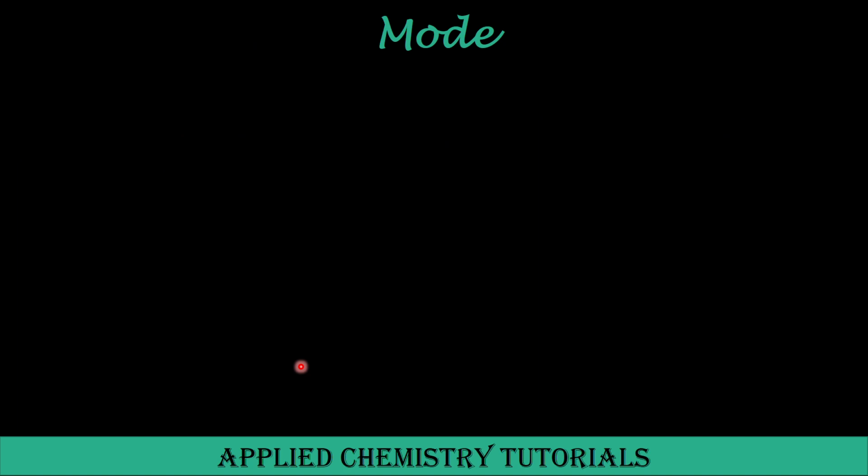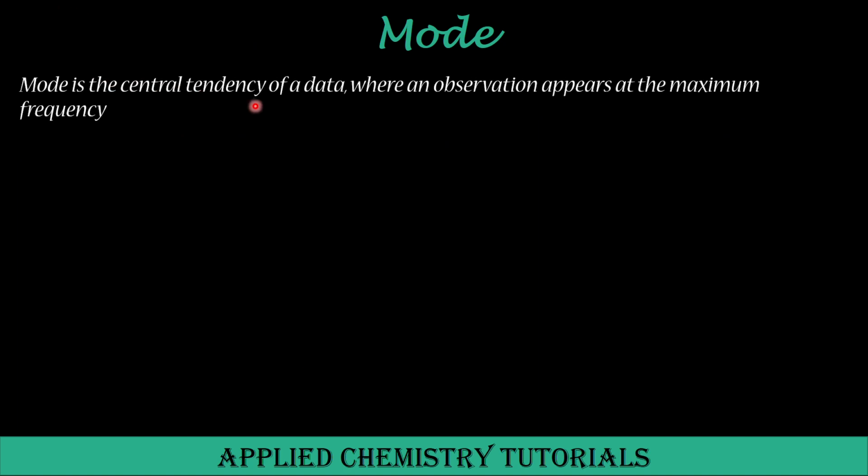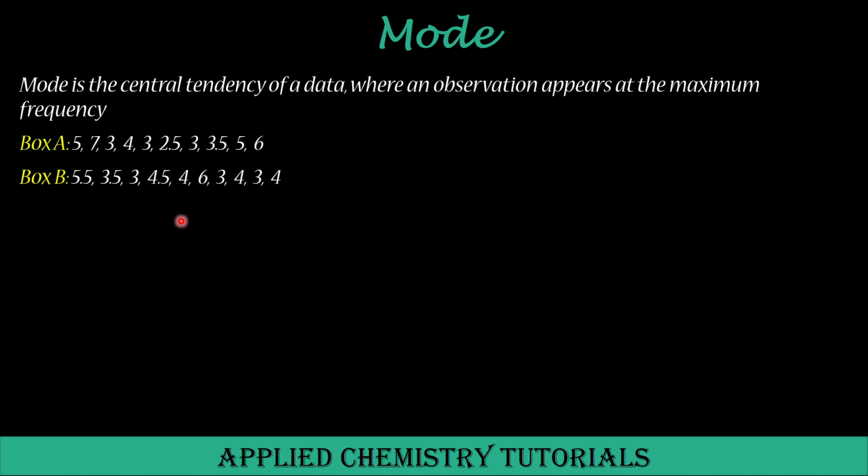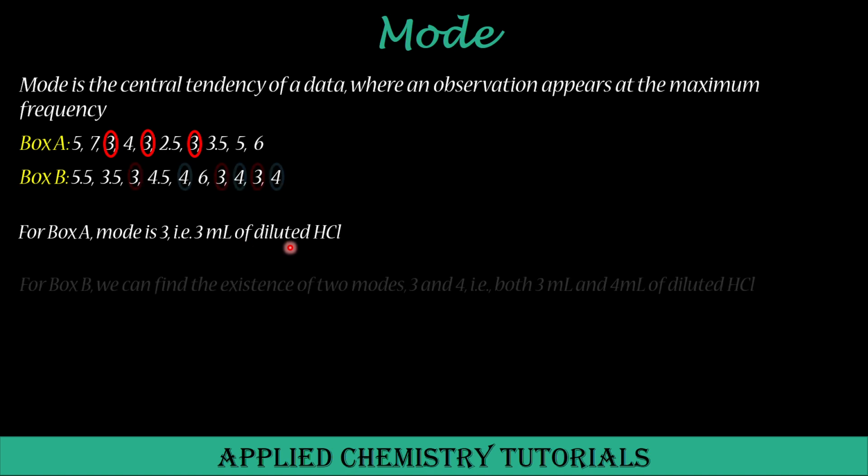Now let us discuss the mode. So mode is the central tendency of data where an observation appears at a maximum frequency. So the similar example for box A and box B. For box A, we can see the number 3 appears thrice, so the mode is 3, or we can say the mode is 3 ml of diluted HCl.